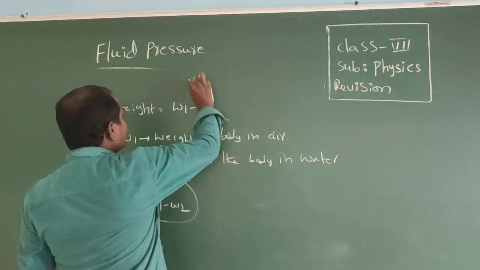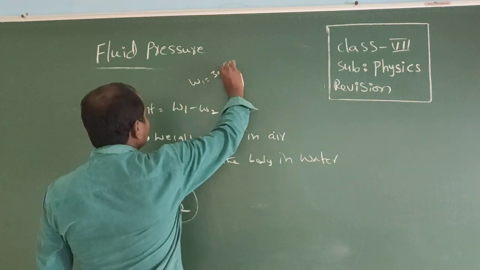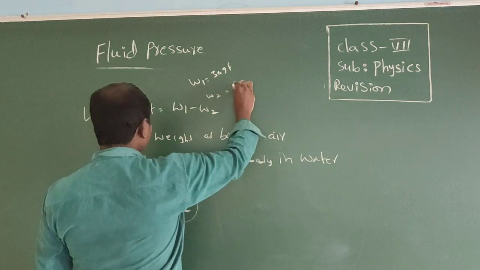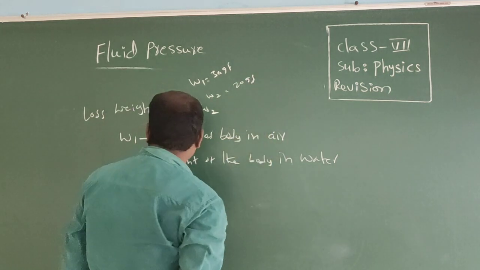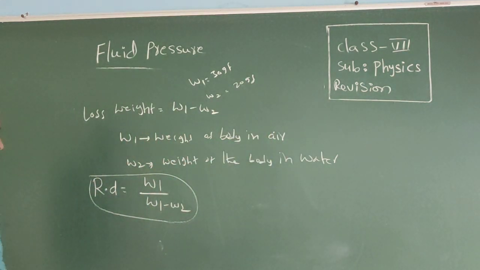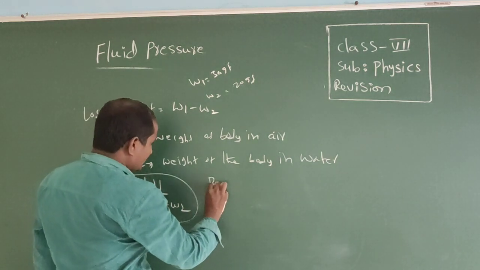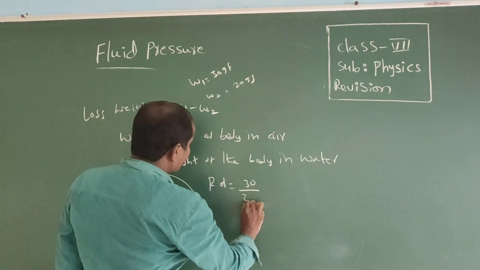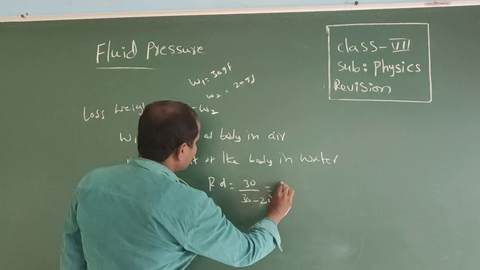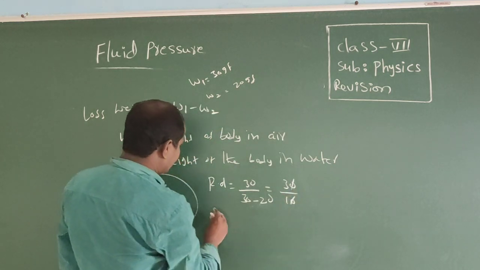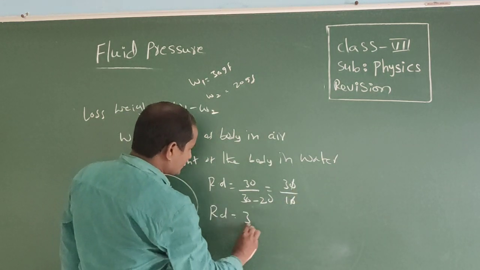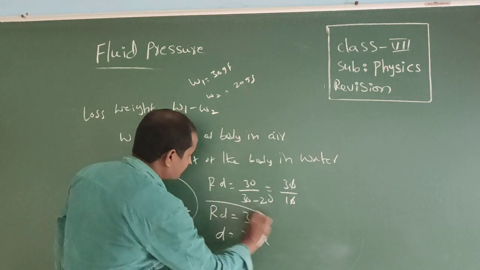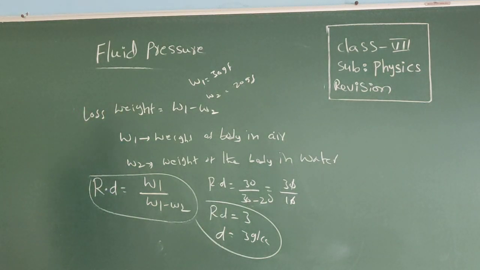For example, W1 equals 30 gram force and W2 equals 20 gram force. Then find the relative density and density of the body. First we find RD. RD equals W1 by W1 minus W2, that is 30 by 30 minus 20, equals 30 by 10. The 0s cancel. Therefore RD equals 3. Therefore the density of the body equals 3 gram per cc. It is the process to find the relative density of the body.